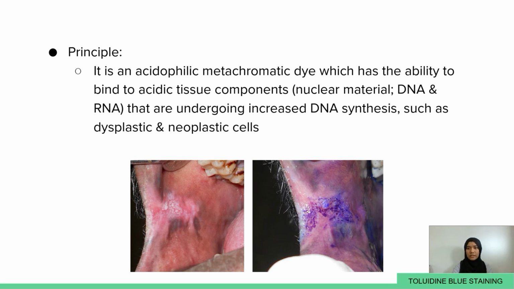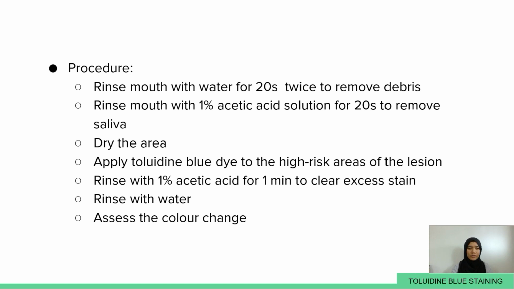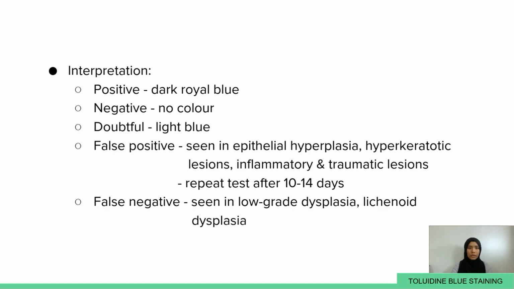So the procedure is, first, we have to rinse the mouth with water for 20 seconds twice to remove the debris, and then rinse the mouth with 1% acetic acid solution for 20 seconds to remove saliva, and then dry the area. Apply the toluidine blue dye to the high-risk areas of the lesion, and then rinse with 1% acetic acid for 1 minute to clear the excess stain. Rinse with water, and finally we can assess the color change. For the interpretation, if the lesion appears dark royal blue, then it is positive. But if there is no color, then it is negative.